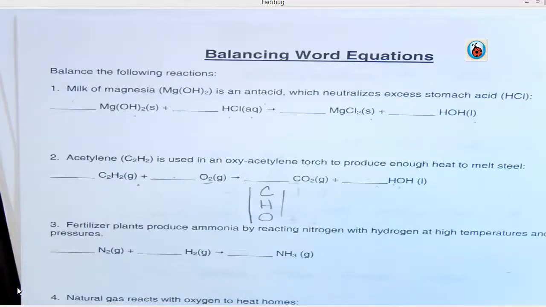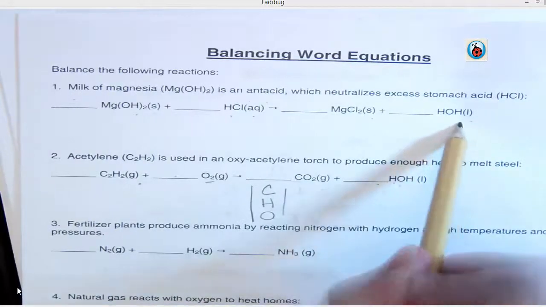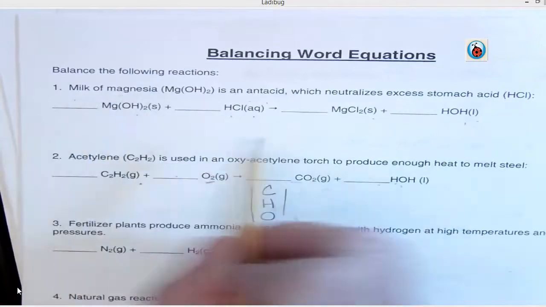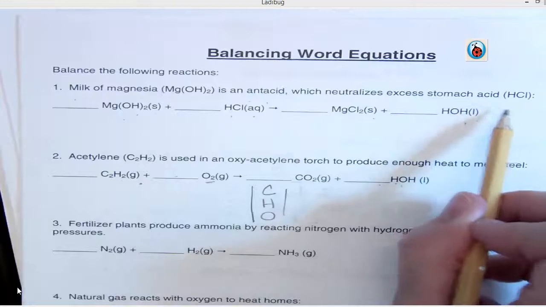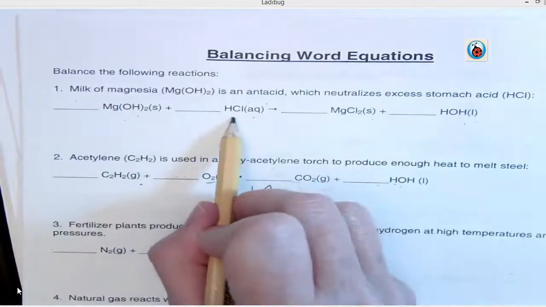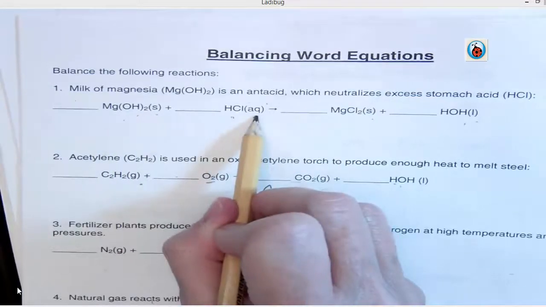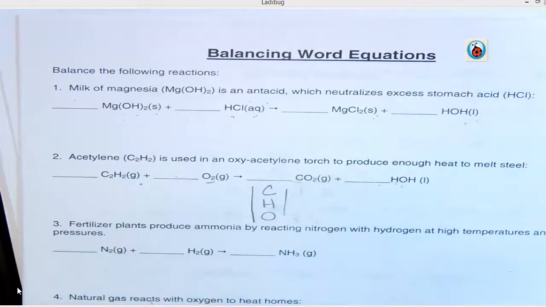Balancing word equations. Okay, we're still just balancing. What have we done? We've added words to go with our actual reaction here. So this is telling me this magnesium hydroxide is milk of magnesia, and it's an antacid, and it is going to neutralize the stomach acid, this hydrochloric acid. This is telling me it's a solid, an aqueous solution, a solid, a liquid. States of matter from your notes.